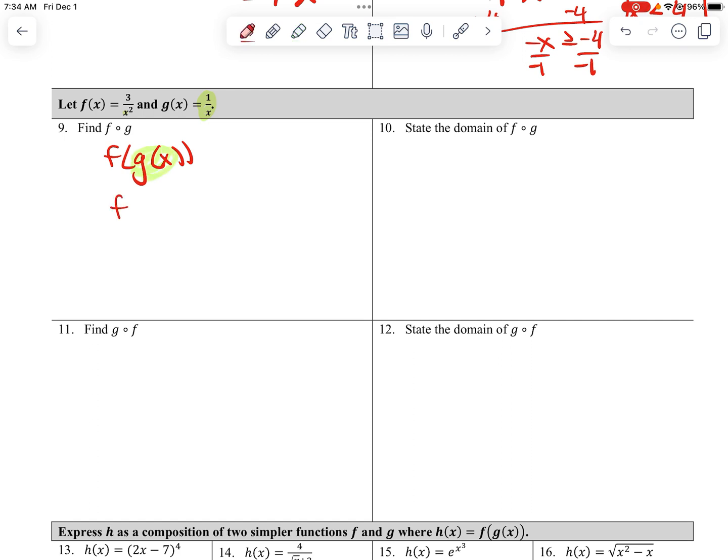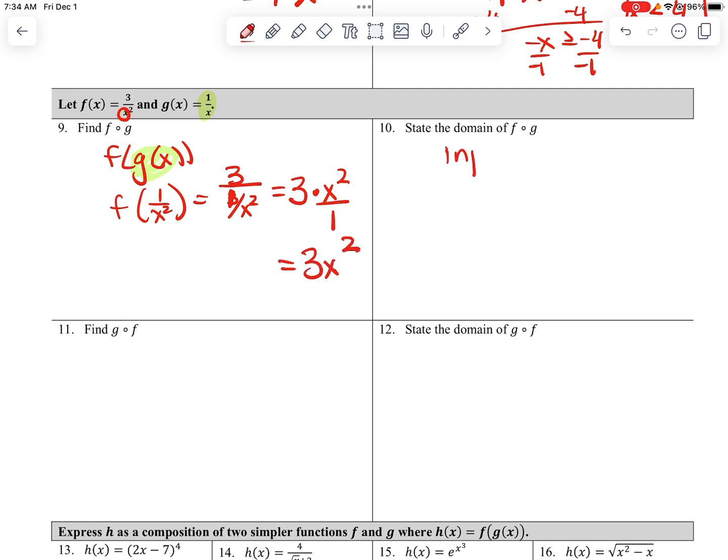Okay, so we have f of 3 over x squared. So I go to my f function. So this becomes 3 over x squared. Oh, excuse me, I wrote this wrong. Sorry, that is 1 over x squared. And how we divide fractions, we keep our numerator times the reciprocal. So this is just really 3x squared.